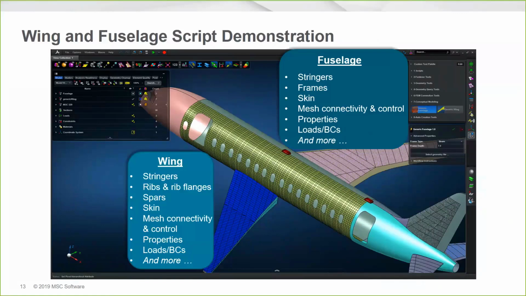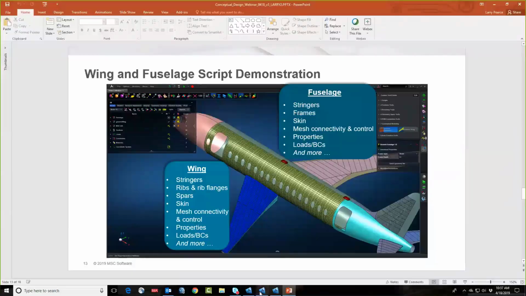Applying the properties, which once again are highly idealized. Those could come from a spreadsheet or other mechanisms, loads and boundary conditions, etc. And honestly, it's the same list whether you're doing a wing or whether you're doing a fuselage. So let's look at an example of that.